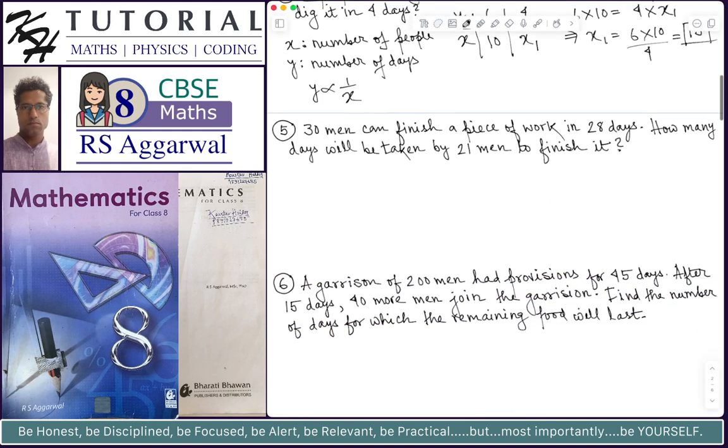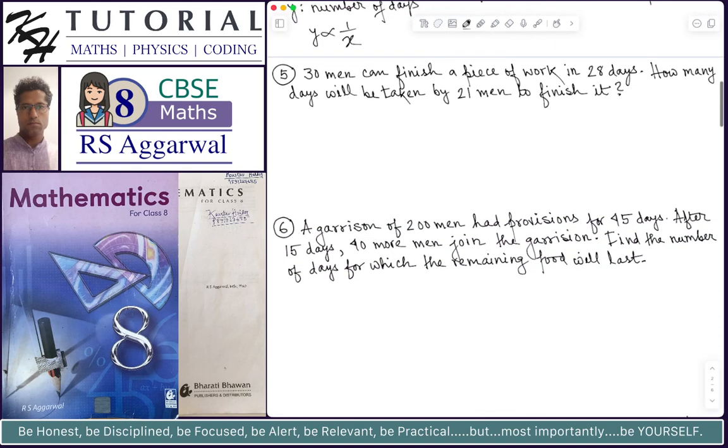Okay, let's do problem number 5. 30 men can finish a piece of work in 28 days. How many days will be taken by 21 men to finish it? So this is again the number of men, amount of work, and number of days kind of problem. So we can see the men finish a piece of work. A piece of work is the constant amount of work.